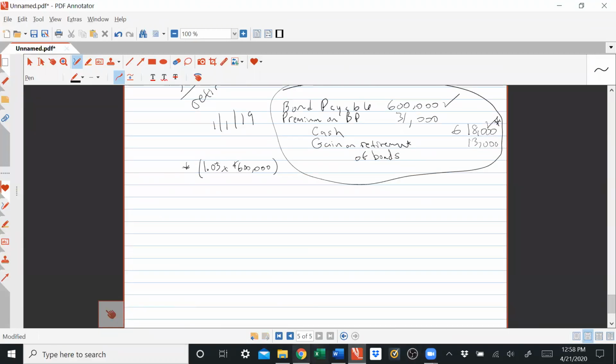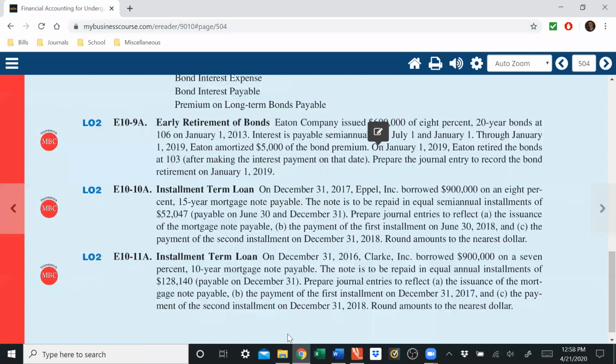Any questions on exercise 10.9a? Any additional questions? Thank you, Benjamin, for pointing out that I wasn't using that information they gave me. I was doing the straight line method.